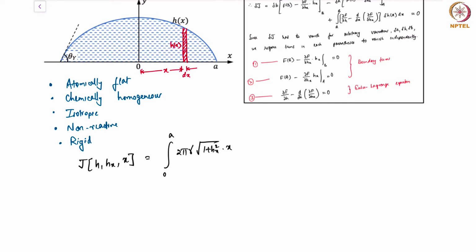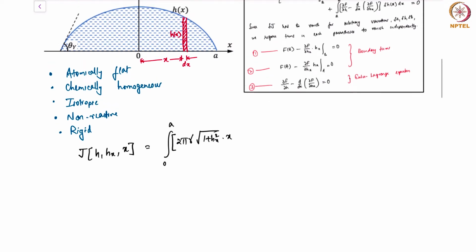If I have such a region, then we are writing down the energy for this region, and we are integrating from 0 to a rather than from minus a to a, because this is an axisymmetric system. So the angle goes from 0 to 2 pi. That's why you have the factor 2 pi there in front. So we have this.